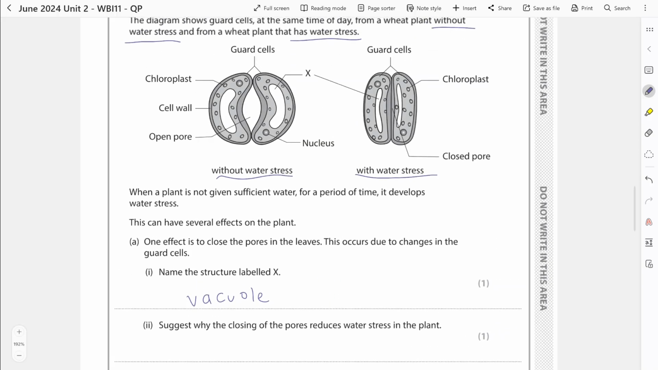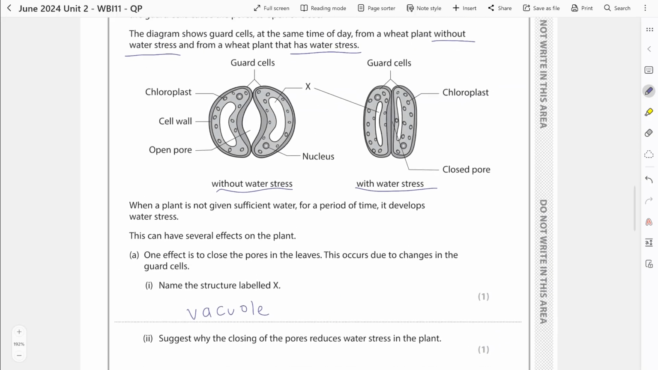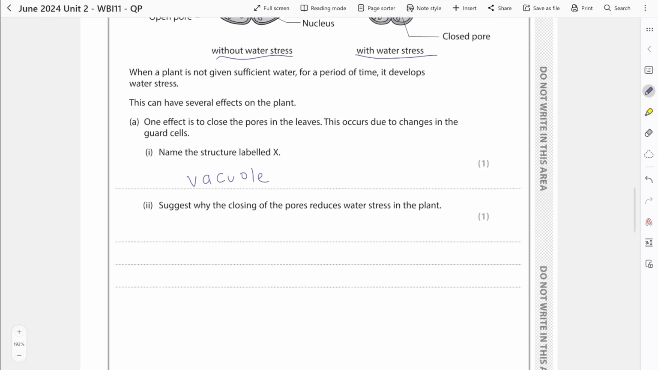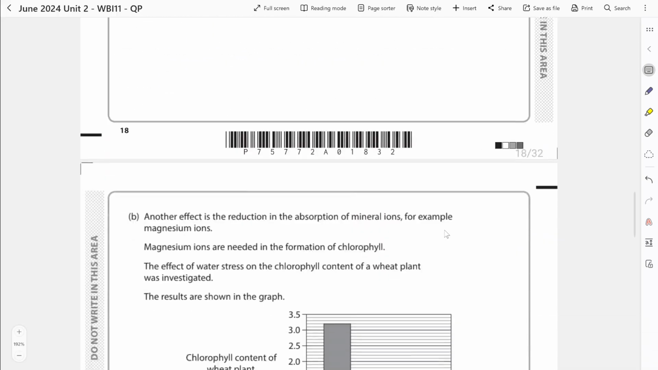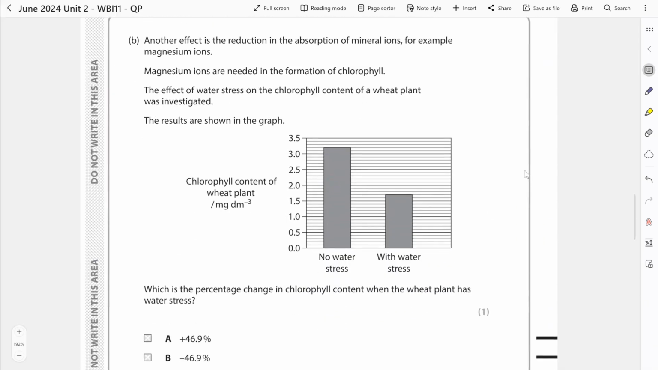All right. Part 2, suggest why the closing of the pore reduces water stress in the plant. So what happens is when it opens, it actually allows for water vapor to leave the leaf, and that is called transpiration. When it's closed, it prevents the loss of water through transpiration. All right, so that's what I wrote here, to prevent the loss of water via transpiration. Let's move on to part B.